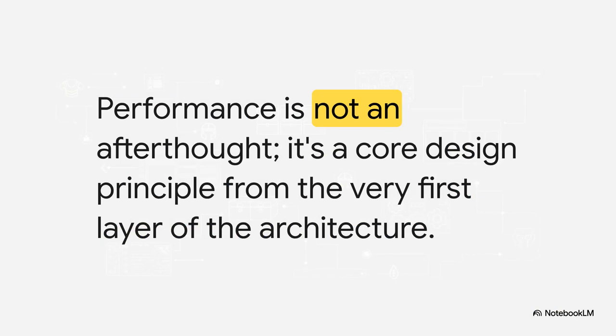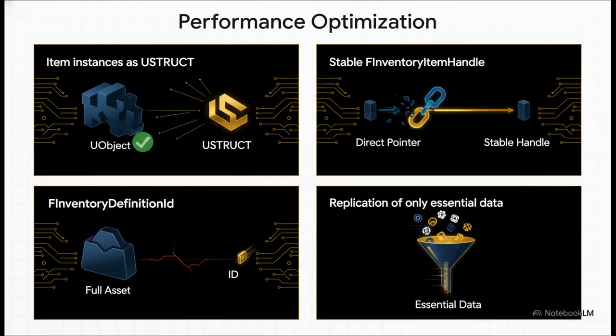Now, speaking of that foundation, this brings up a really critical point about the whole design. Performance isn't just a feature. It's not an afterthought. It's baked into the system from the absolute ground floor. And it gets that performance in a few really clever ways. Instead of using Unreal's standard and kind of heavy UObjects for every item, it uses lightweight C++ structs. Think of them as just simple buckets for data. This cuts down memory usage like you wouldn't believe. It also uses stable handles to refer to items instead of direct pointers, so references never break.